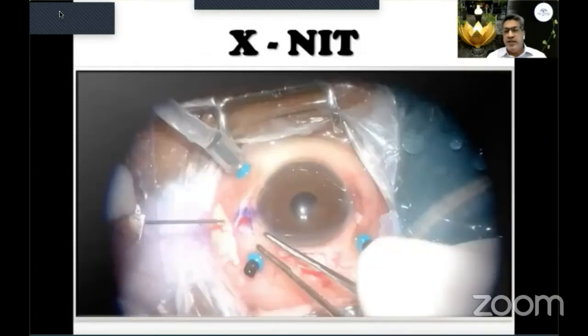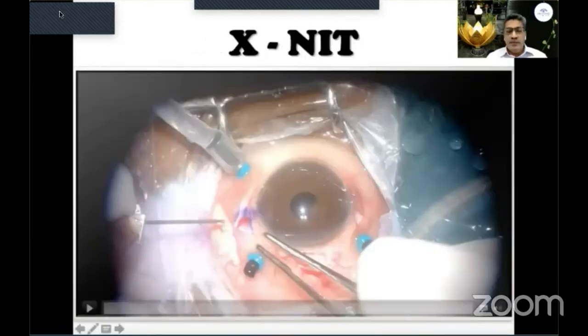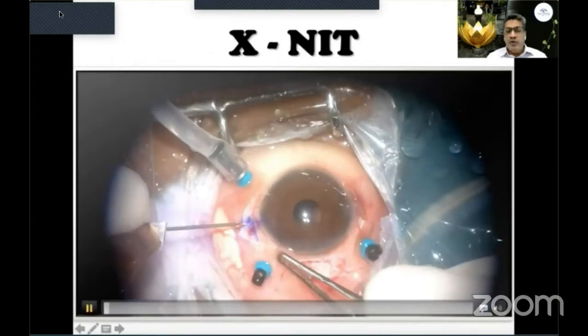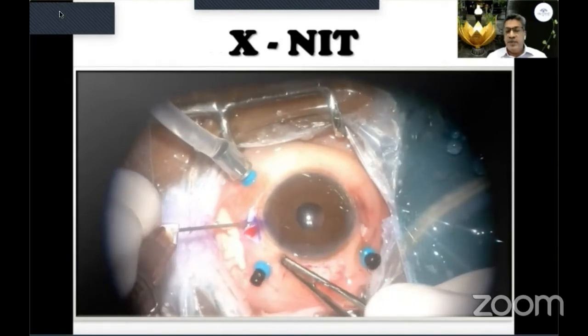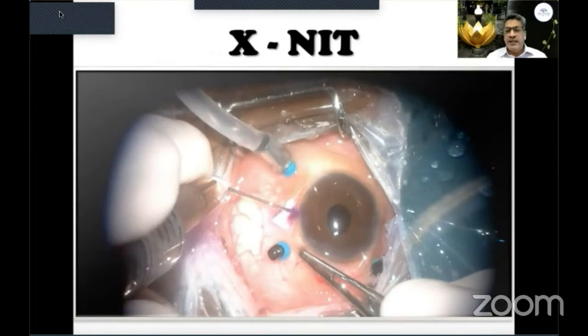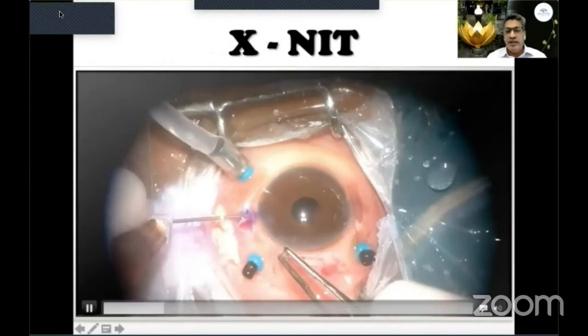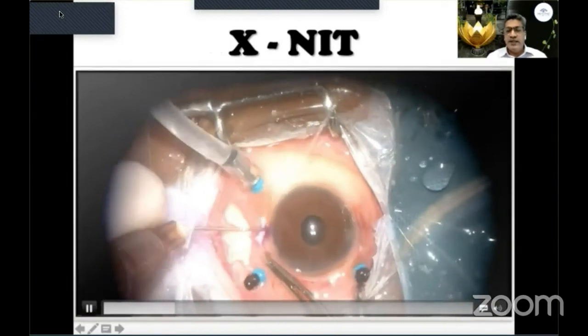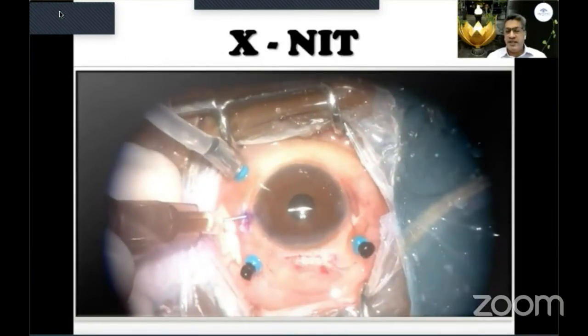So that's where the technique of the X-Net comes. Basically, whether you do a glued IOL or the Gabor way of doing it, you insert the needle through the sclera behind the iris. It's actually a bent needle. At a certain angle it is bent, and there is a small stopper also, if you see here. And then you exteriorize the needle. That's the best part in this technique.